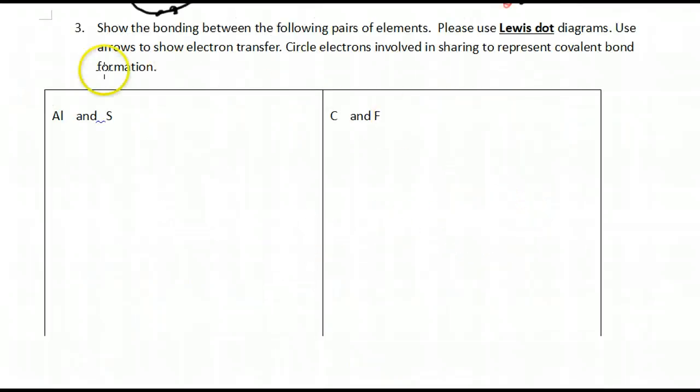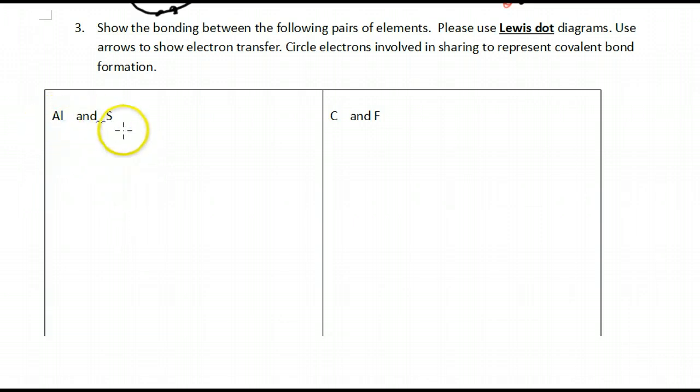Okay, so let's look at this question. Show the bonding between the following pairs of elements. Please use Lewis dot diagrams. Use the arrows to show electron transfer. And circle the electrons involved in sharing to represent covalent formation. So first we have to see, is it going to be an ionic compound with a metal and a nonmetal, or a covalent with a nonmetal and nonmetal.